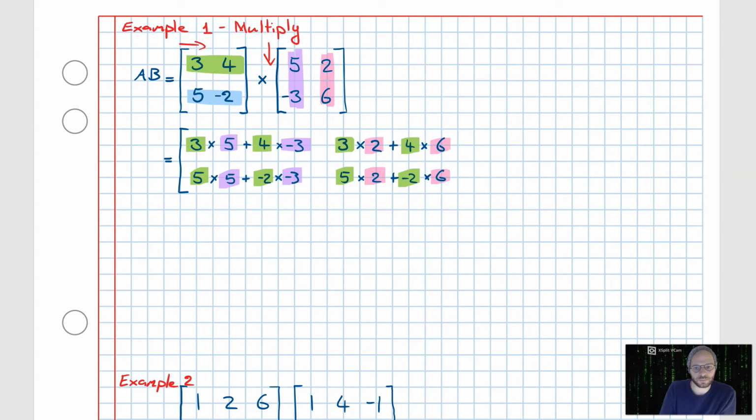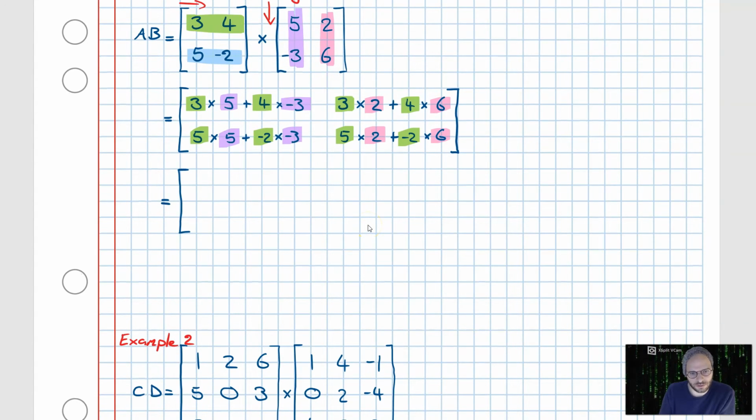Color coding this up, and then closing the matrix off so it's nice and neat. Next step is we want to do the calculations. So 5 3s are 15, plus 4 times 3 is 12, but it's negative, so we'll get -12. Then next one is 3 2s are 6, plus 4 6s are 24. 5 5s are 25, plus 2 3s are 6, both of them are negative, so it's a positive. 5 2s are 10, plus 2 6s are 12, and it's negative 12.